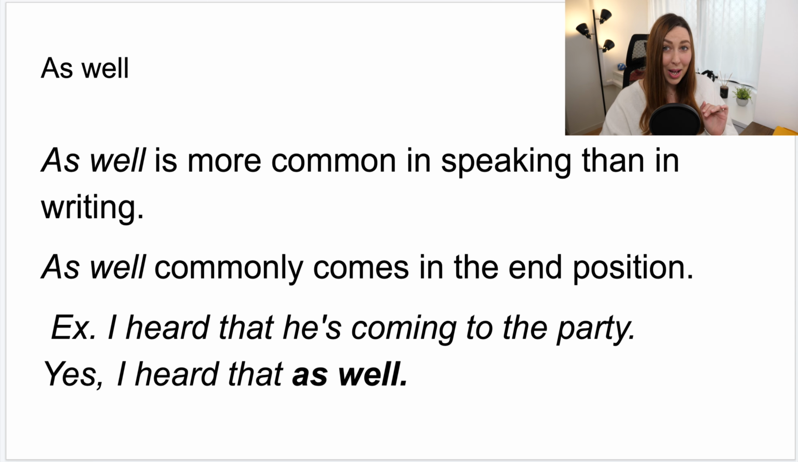So "as well" is more common in speaking than in writing. Okay, and "as well" commonly comes in the end position. Remember that. That is also a very important part. Okay, I heard that he's coming to the party. Yes, I heard that as well.